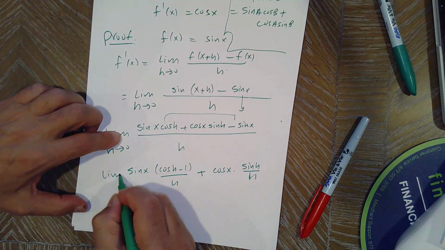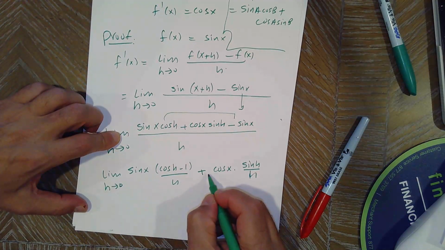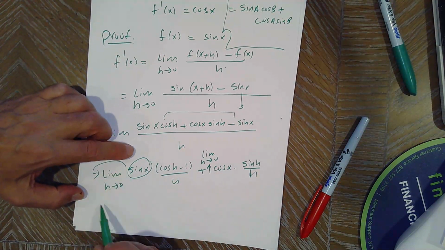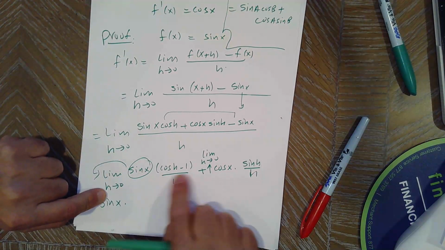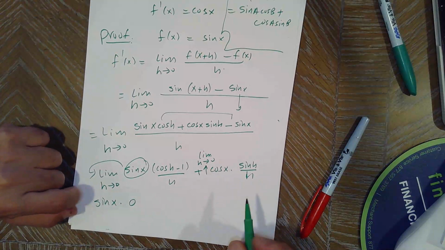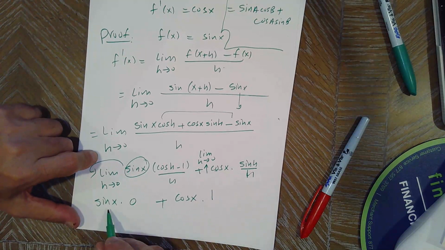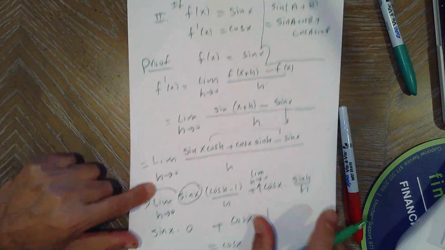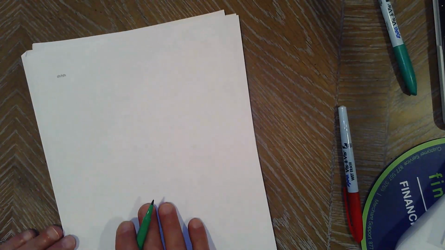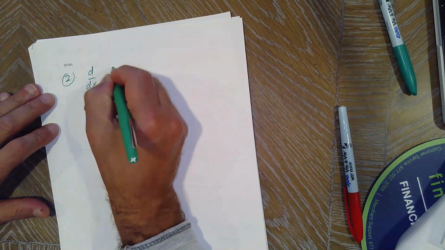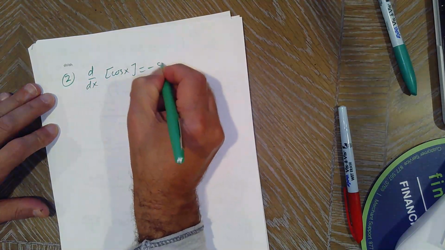And if we split up the limit, remember h is what's going to 0 here, not x. So sine x can be brought out, and then the limit as h goes to 0 of this is 0. That's one of the rules that we just talked about. Cosine x can be brought out. The limit of sine h over h is 1, so 0 plus cosine x is cosine x, and the derivative of sine is cosine. By the same token, we can prove the derivative of cosine is negative sine. So rule number 2, the derivative of cosine is negative sine.